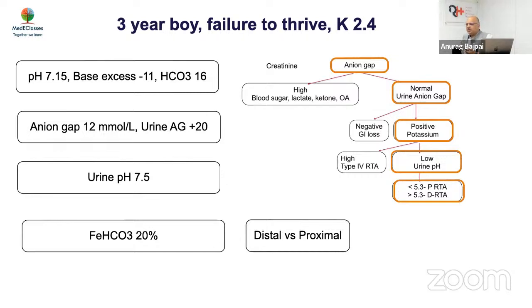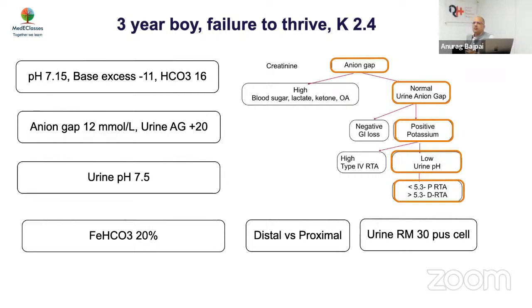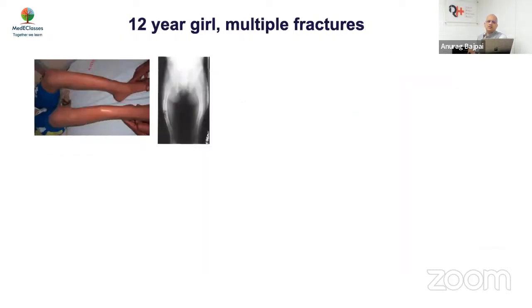So this is what we discussed as the first case, that you have to think of urine RM. Before you look into urine pH, look at urine sodium, look at urine RM to decide whether you really have a urine pH which is reliable.